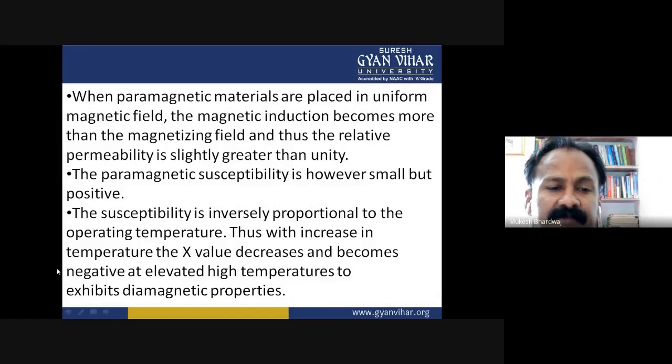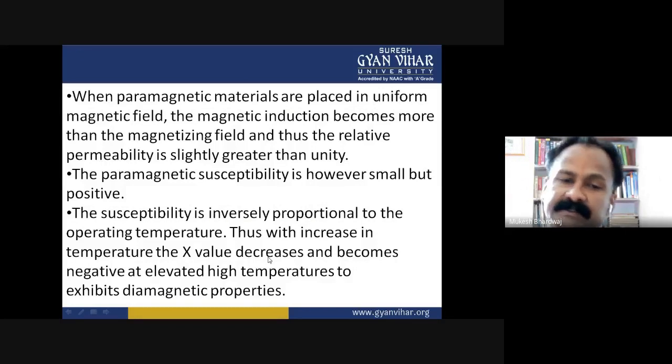Thus, with the increase in temperature, the susceptibility value decreases and becomes negative at elevated temperatures to exhibit diamagnetic property. So the susceptibility is inversely proportional to the operating temperature. As you increase the temperature of a paramagnetic material, the susceptibility decreases, and as you go on increasing the temperature, the material converts into diamagnetic properties.